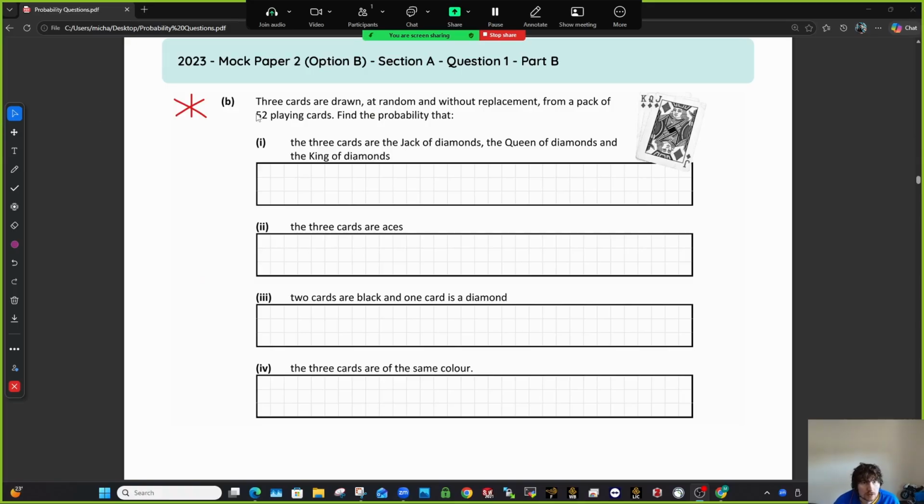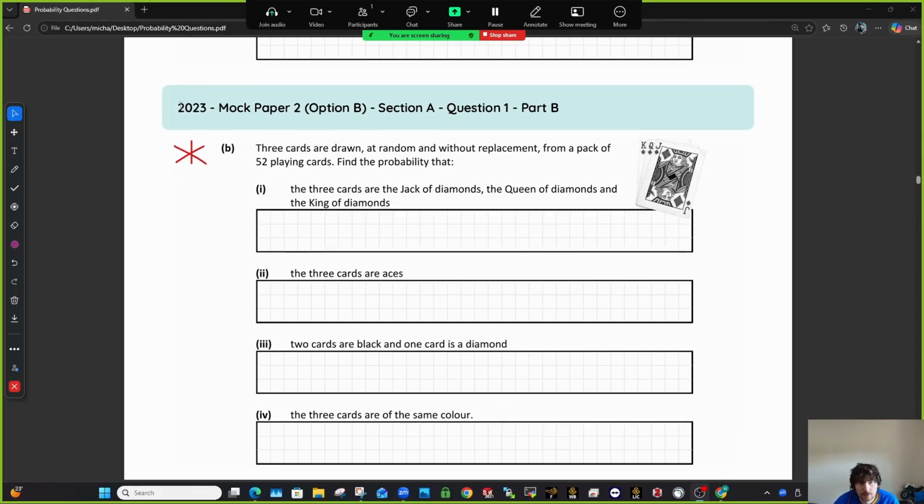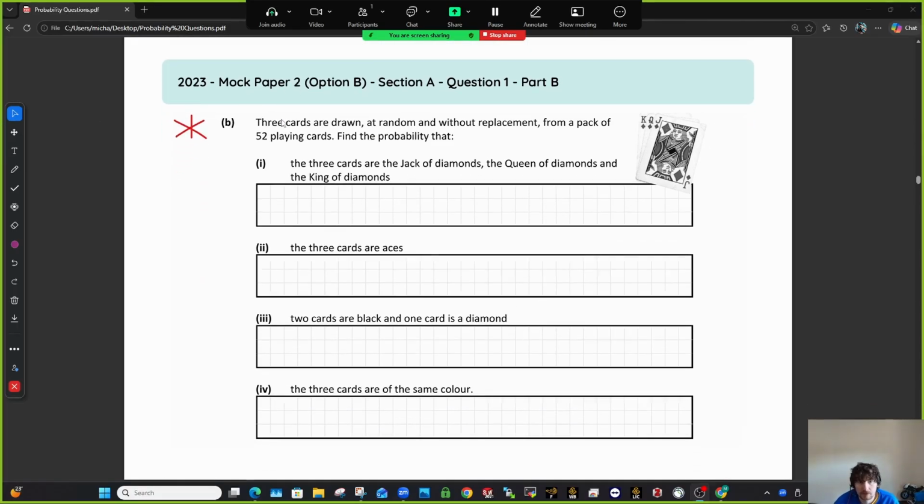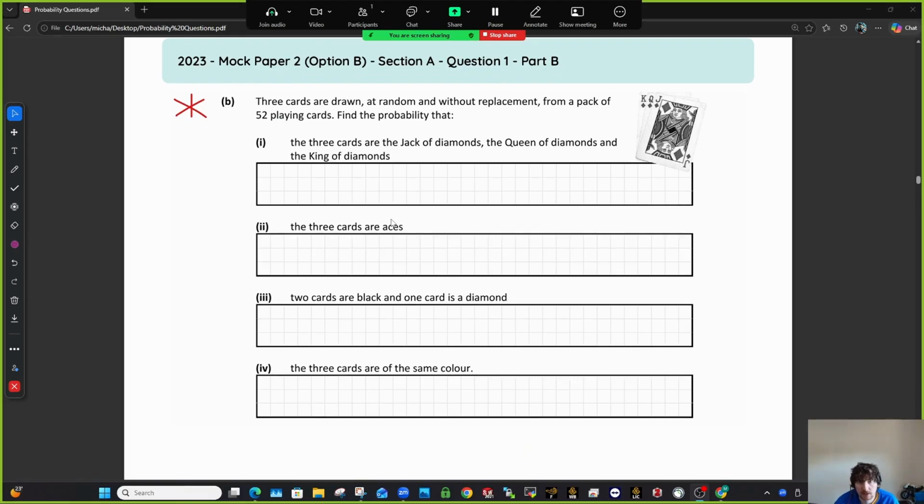Okay, so scrolling along here, we've gone further in the document, 2023 mock paper 2. We have an interesting one here with the playing cards. So pause the video, give them a go. They're kind of interested in these combination type questions. They can come up. So, 52 playing cards in a pack.